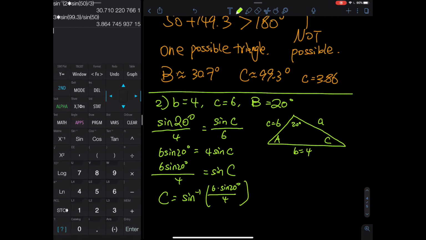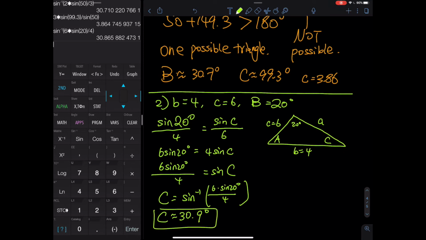And then we go to our calculator. Second sine, we get the inverse sine. 6 times sine of 20 degrees, close parenthesis. If you don't close parenthesis, you are not having sine of 20 degrees. You have 20 degrees divided by 4 first, which is completely wrong. So you get the multiplication done and then divide by 4. We do this in one click so that we can minimize the round off error. So that is equal to 30.9. So C is around 30.9 degrees.